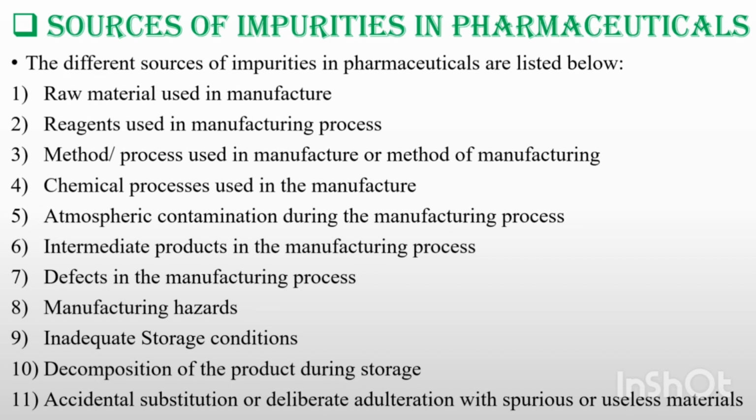The first source is the raw material used in manufacturing. Second is the reagent used in the manufacturing process. Third is the method or process used in manufacturing. Then the chemical process used in manufacturing. Fifth is atmospheric contamination during the manufacturing process. Sixth is the intermediate product in the manufacturing process. Seventh is a defect in the manufacturing process. Then manufacturing hazards, inadequate storage conditions, and decomposition of the product during storage.